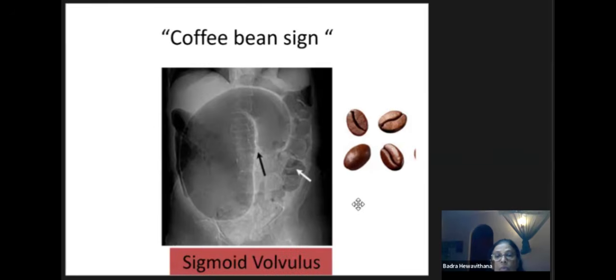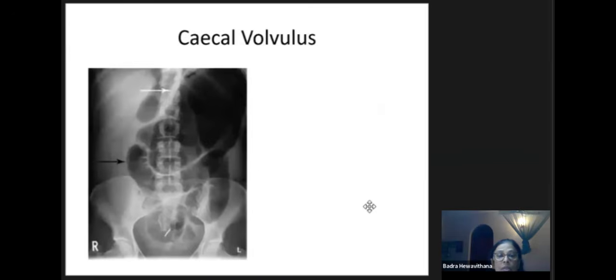It is again the sigmoid volvulus, I think. You think the job is mine, isn't it? So in contrast, we have the cecal volvulus. In real practice, this is a bit of a dilemma. But if you really know your science, you will be able to figure it out.